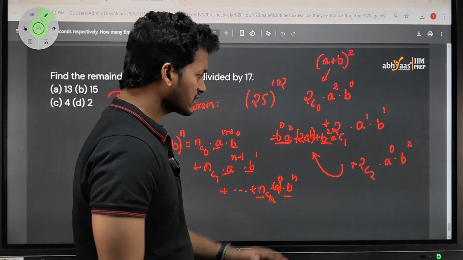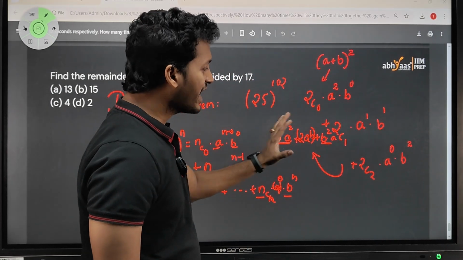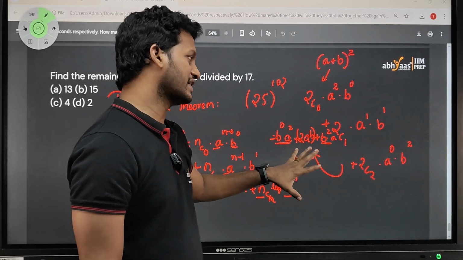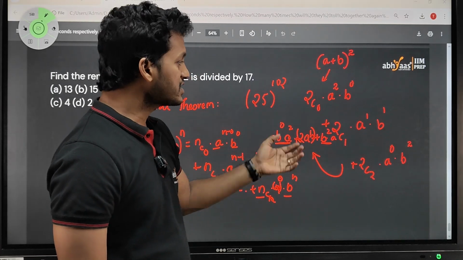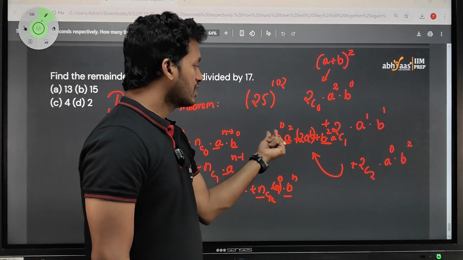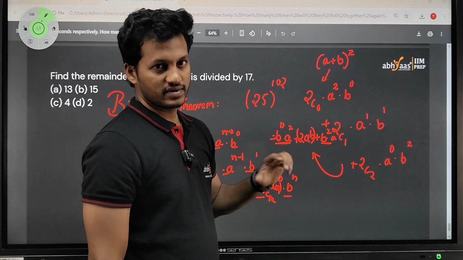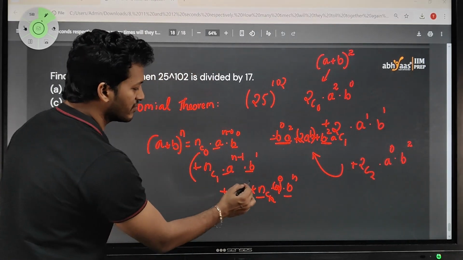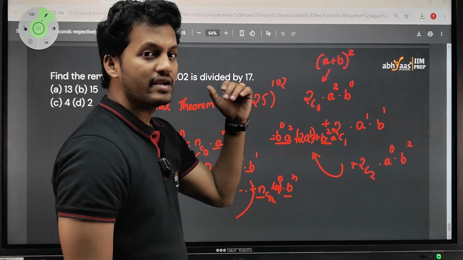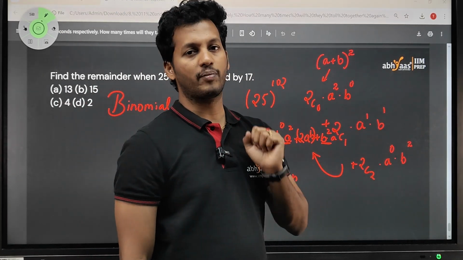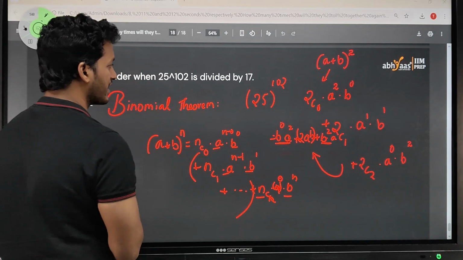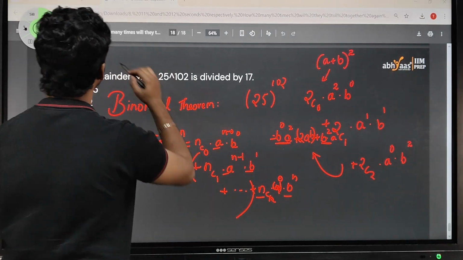So the a and b terms can be seen in any term. The only thing is we cannot get them in the extreme terms. That's it. Leaving the extremes, in every middle term, I'll get a and b as components or factors.